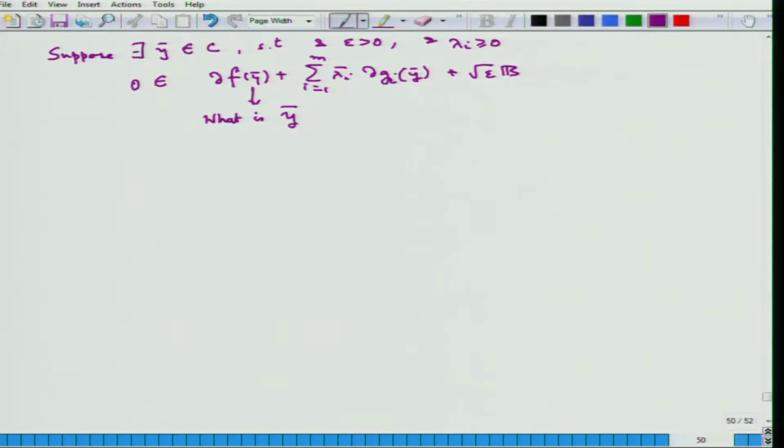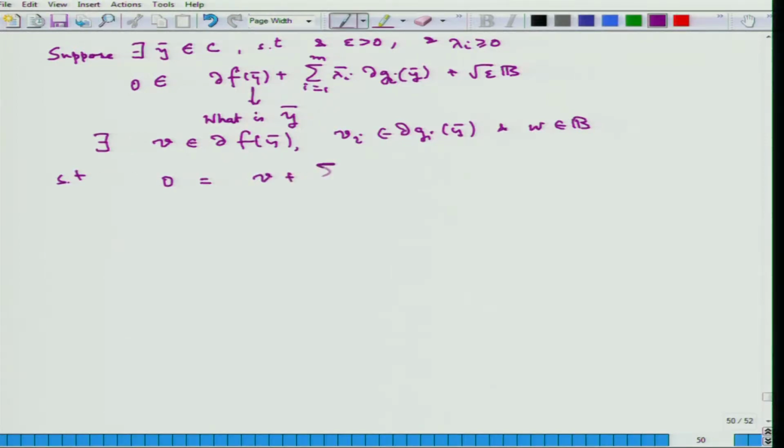Right? Then if you try to figure this out, you really have to apply the convexity of these things. So, let me try to figure it out. So, what does this mean? There exists V element of del f y bar, Vi element of del Gi y bar, and W element of B bar, such that 0 is equal to V plus summation lambda I Vi plus root epsilon W.